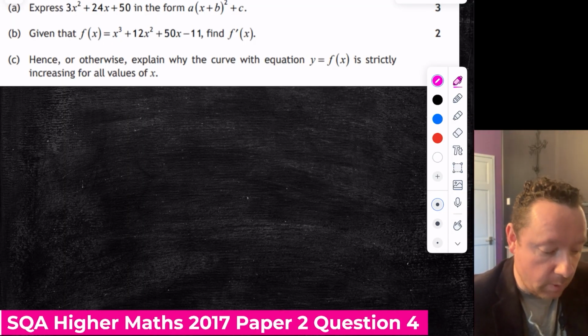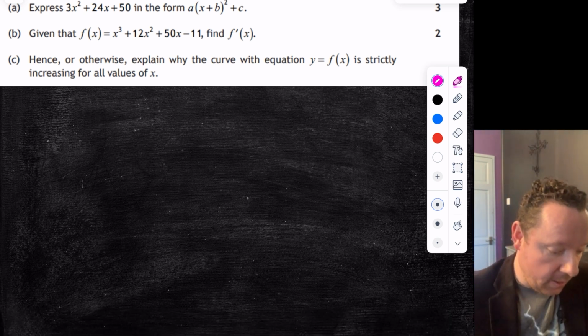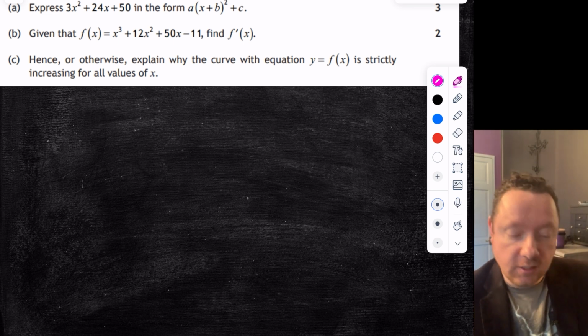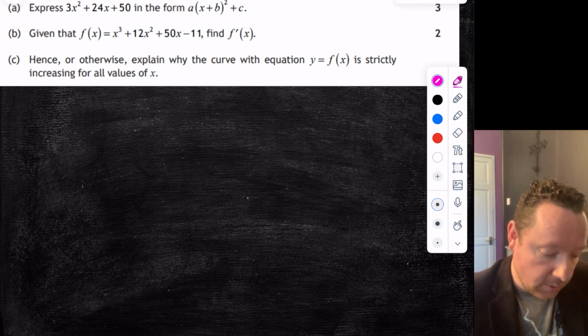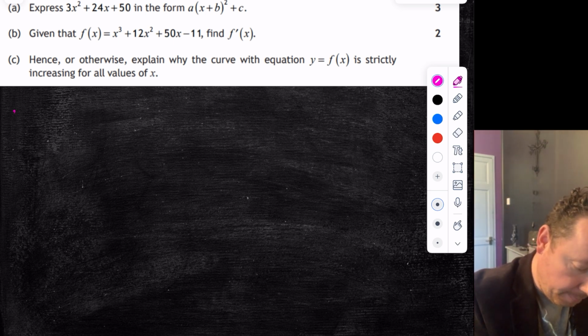Express 3x squared plus 24x plus 50 in the form a(x plus b) squared plus c, in other words completing the square. And then, given that f of x equals this, find f dash x, differentiation, and hence or otherwise, explain why the curve is strictly increasing. So let's start off with completing the square for part A.